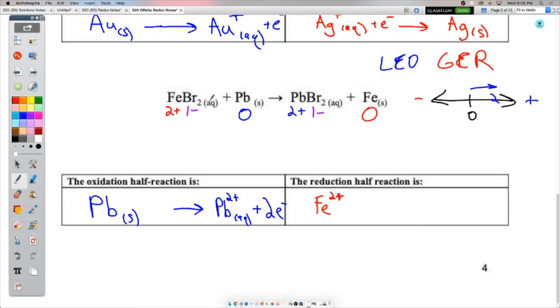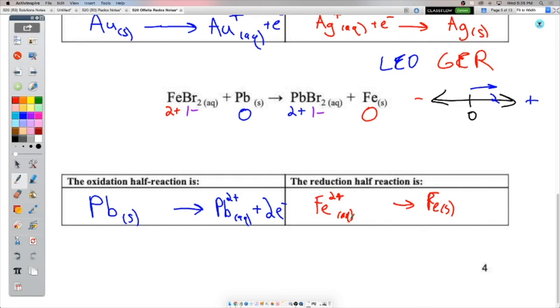Iron went from Fe2 plus, and notice it was aqueous. Okay, it went from Fe2 plus. Okay, it ended up as Fe, solid iron. Okay, and now I'm going to ask myself, where do the electrons go? Where do they belong in this reaction? Well, if I put them here, this side's going to get more negative. I'm going to have 2 minus on this side, right?